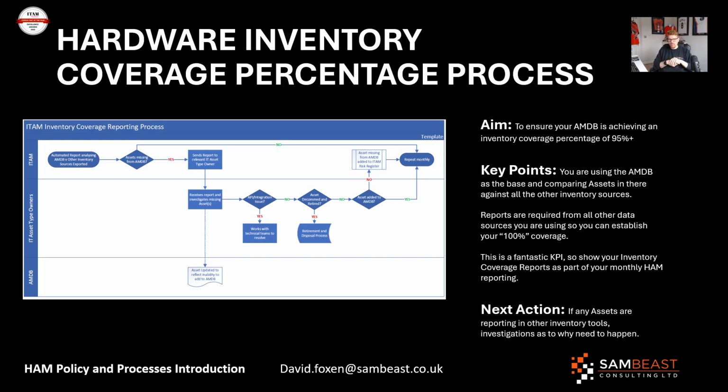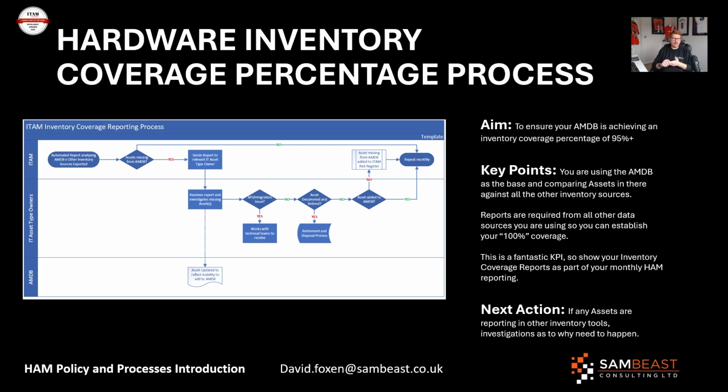How do you know that you're covering all of your estate if you're not looking at the tools that are feeding your AIMDB? World class is 95% inventory coverage within your AIMDB. You do this by comparing all of the other tools that are providing your AIMDB with the data. There's a lot of reports you can build in tools like ServiceNow where you can see the integrations that are coming in, that are updating, that are creating assets, that are updating CIs, etc. But getting reports directly from those as well shows you the difference on where you're missing.